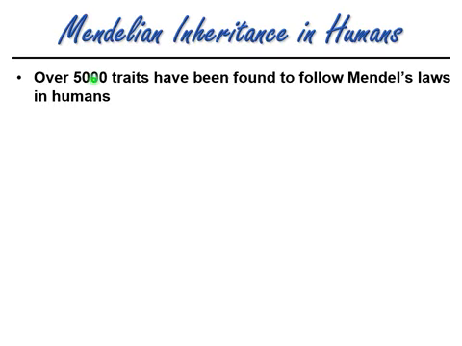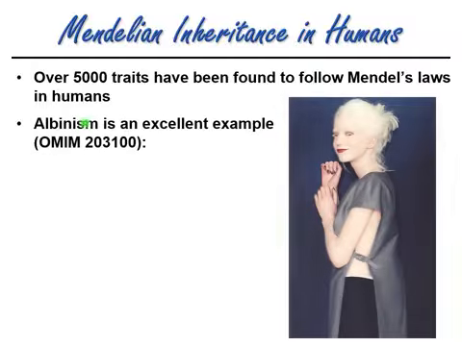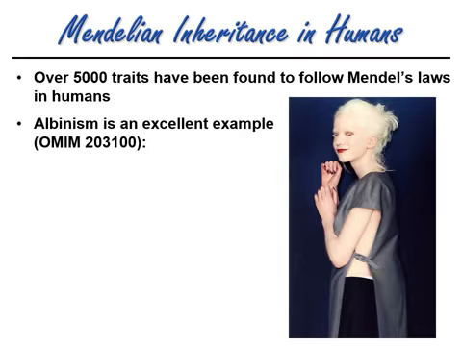So there are over 5,000 traits that have been found to follow Mendel's laws in humans. And albinism, I've talked about that in the past, right? Albinism is an excellent example because this is one of those few cases where you have a very binary outcome. It is either you make melanin or you don't. So all of the people of various skin tones count as one category, yes, they have melanin. And then albino individuals count as the other category. So it's very binary, very yes or no, just like what we saw with the pea plants Mendel was working with.